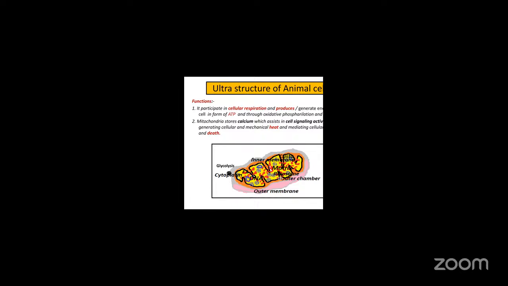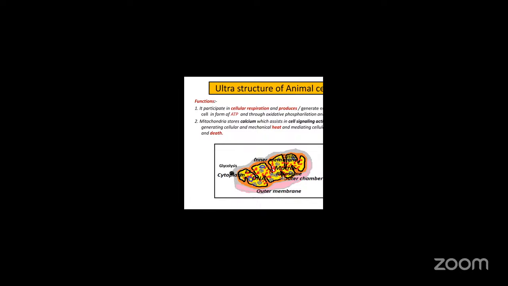This calcium is very important. It helps in cell signaling activity. Cell signaling means cell communication. So it helps in passing on the signal to another cell, or communicating with the other cell, generates cellular as well as mechanical heat, and also mediates cellular growth as well as cellular death. So that is how the mitochondria help in this particular process.